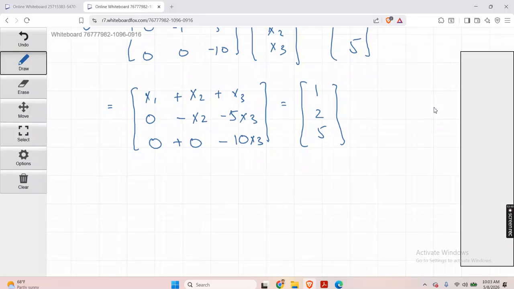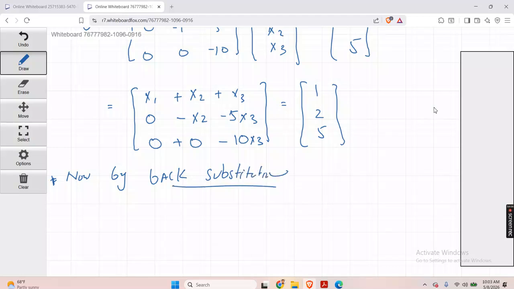Now we have the x3 one value, so same as in the way in Gauss elimination, we do now by back substitution. So we can start from the lowest. So minus 10x3 is equal to 5, and x3 is equal to minus 1 over 2.